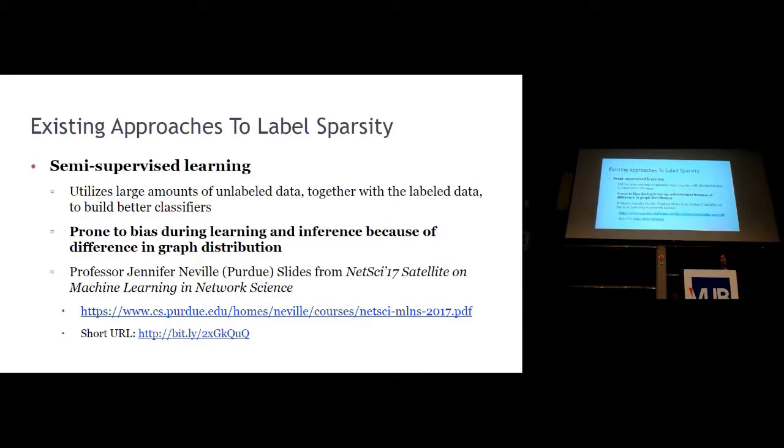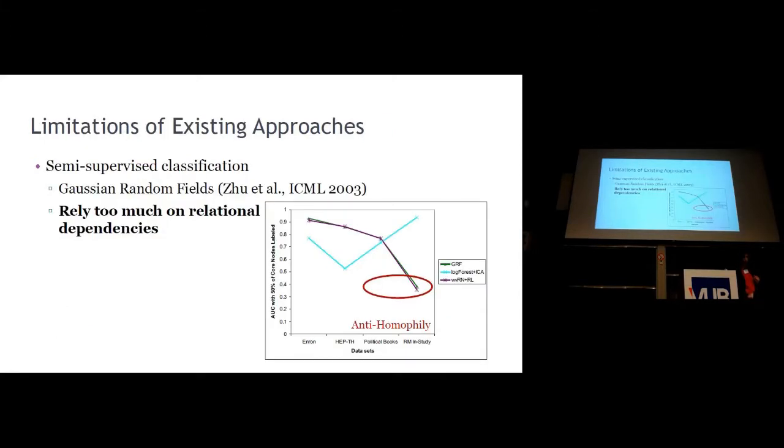The other one is semi-supervised learning. Semi-supervised learning is extremely popular in machine learning. This is the idea that I have some data, here a network. Some of the nodes are labeled, a lot of them aren't labeled. I'm going to use all of that information, including the unlabeled data. The problem with semi-supervised learning is that it usually relies on relational dependency being high, and it can also be prone to biases, both in terms of learning and inference. Part of it is because the distribution of the labels during training and testing could be different. There's a nice set of slides from my friend Jennifer Neville, who's a professor at Purdue, on this topic, which I won't be able to go through given the time constraints.